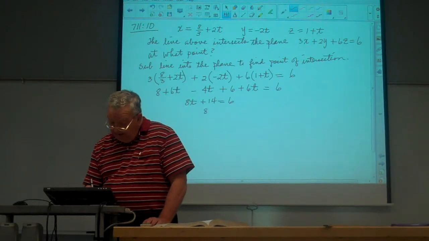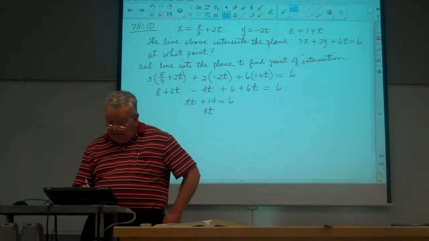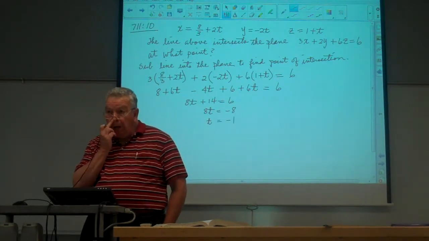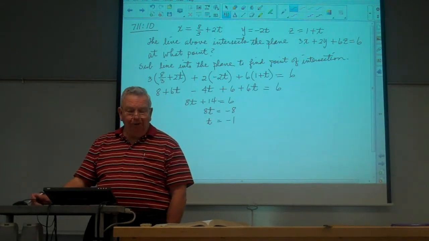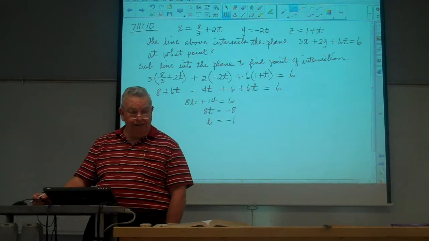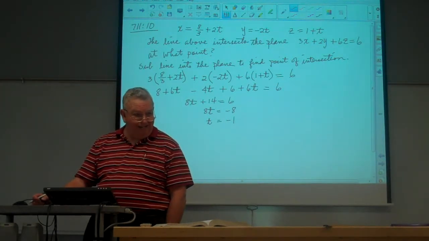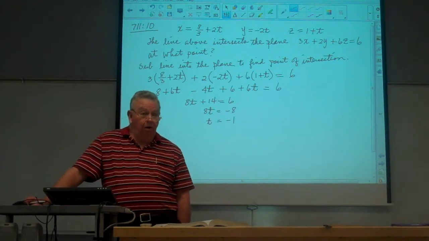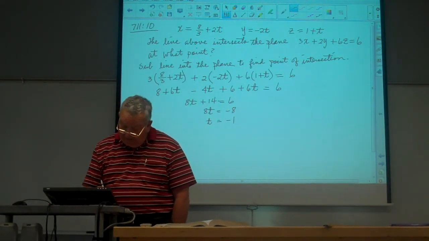And 8t, I don't like that. 8t is equal to minus 8. T is equal to minus 1. A negative t is okay. You remember in movies as they're counting down, t minus 10, t minus 9, t minus 8. So now I know what my t value is, and all I do is to find the point.